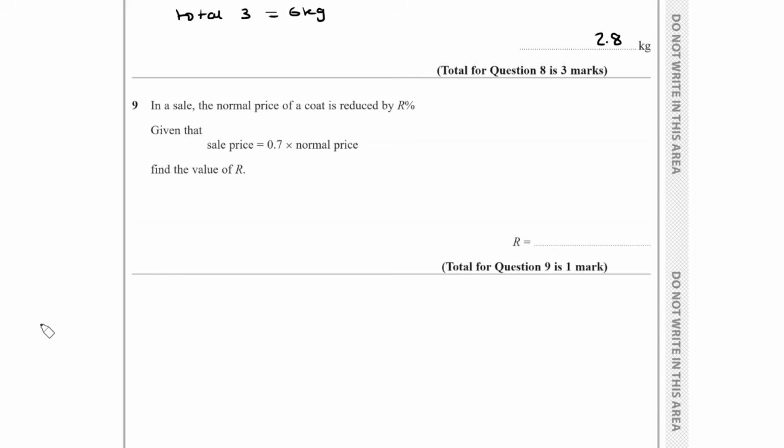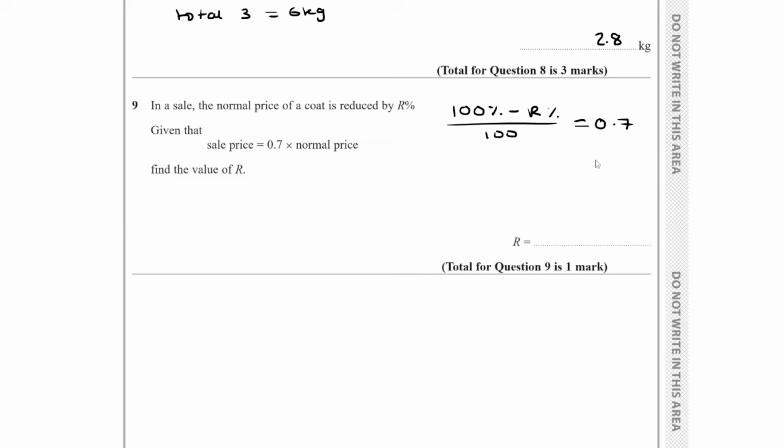Question 9. In a sale, the normal price of a coat is reduced by R%. Given that the sale price is equal to 0.7 multiplied by the normal price, find the value of R. This is just multipliers. I think they call it multipliers. If we are going to reduce a normal price by a percentage, we would normally do 100% minus whatever we want to reduce it by. And then we would convert it into a decimal, which is where you divide by 100. And I know that that equals 0.7.